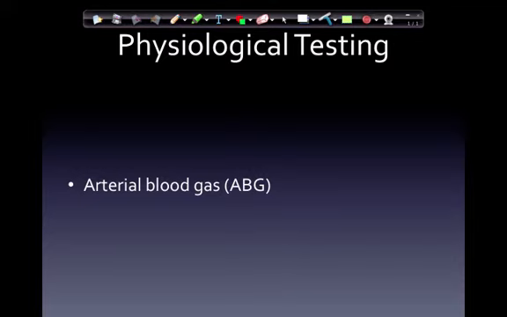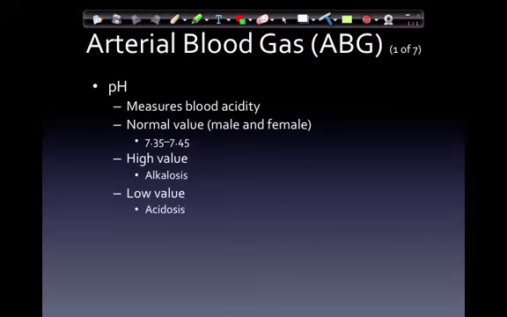Physiological testing, and we're going to talk about arterial blood gases. We're going to start off with pH. pH measures the blood acidity, and the body only lives at a certain specific pH, which is 7.35 to 7.45. If we're out by 1 point in either direction, it is life-threatening. High values, so if they were 7.5, would be alkalotic. Low values, below this range, would make your patient acidic.